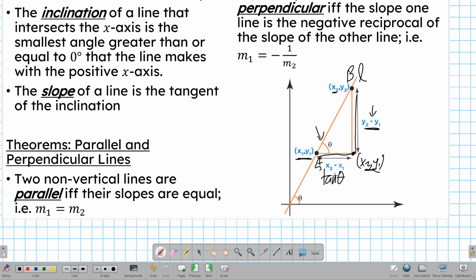Kasi madalas, if we find the slope, we usually have 2 points. We're still dealing with concepts in analytic geometry regarding points. So from there, we define tangent. Kung matatandaan nyo yung triangle, tangent is defined to be the opposite side over the adjacent side of the angle theta.